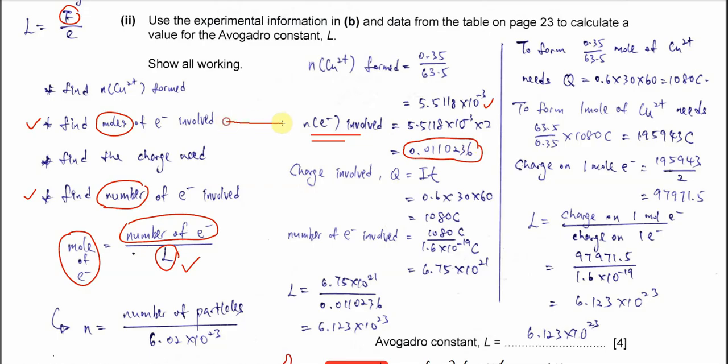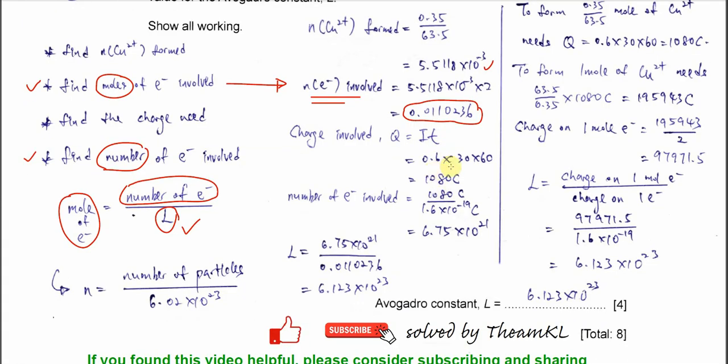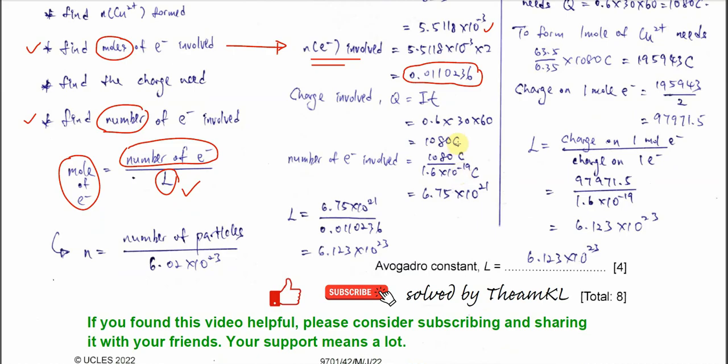So we get this one already, isn't it? Now we need to find another term, which is the number of electrons. So how to find? We need to use Q equal to IT. Q is the charge that involved, I is the ampere, T is the time in second. So 0.6 ampere times 30 minutes times 60, so now this one is in second. So you get 1080 coulomb. This is the charge that involves during this electrolysis.